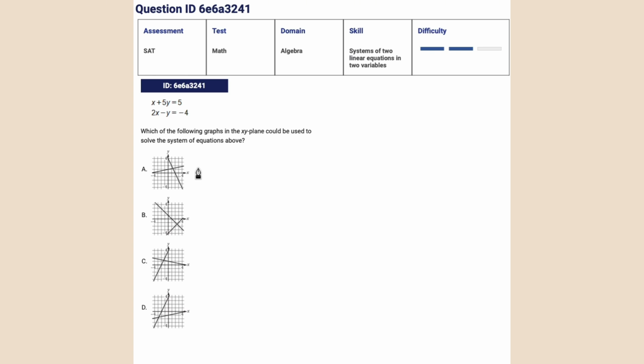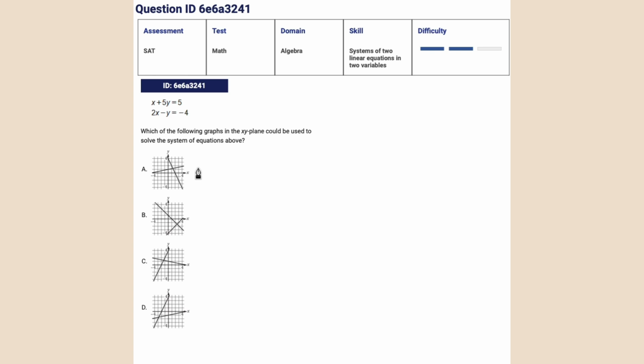Which of the following graphs in the XY plane could be used to solve the system of equations above? So I'll let you pause the video now and try to solve this by yourself. Okay, let's start solving the question now.